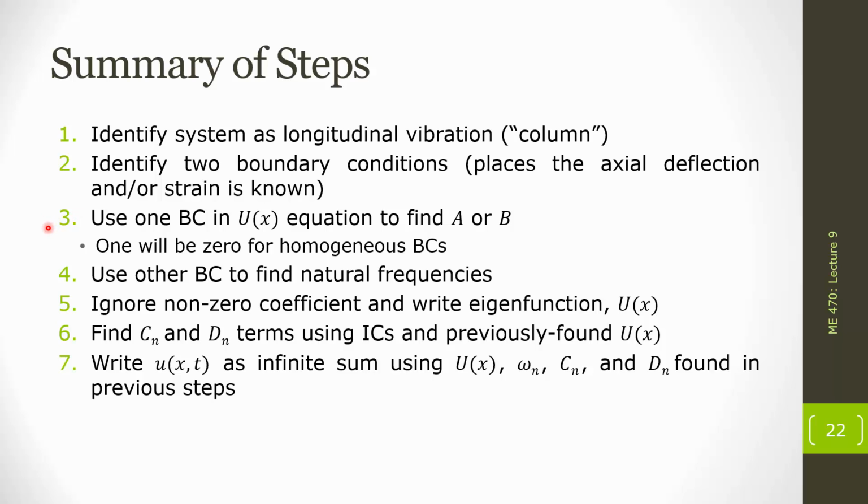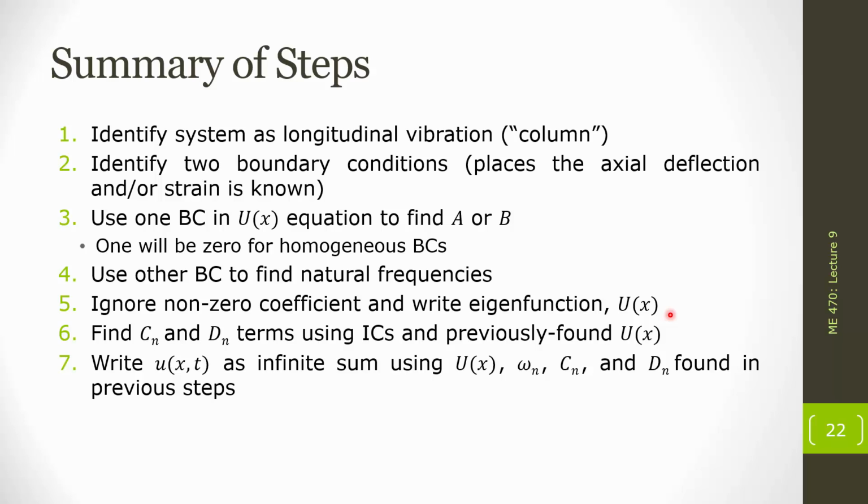So we can use one of those boundary conditions to find that the A constant or B constant is going to be equal to 0. And that's going to happen when we have these homogeneous boundary conditions. The other boundary condition is then going to allow us to find our natural frequencies, the same way we did for strings. We're going to find that omega n. We've already found that A or B is going to be 0, so we can put that together to find our eigenfunction U of x, or really U sub n of x, because we have an infinite number of eigenfunctions associated with each of our infinite natural frequencies.